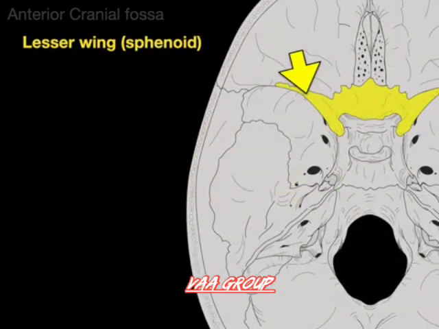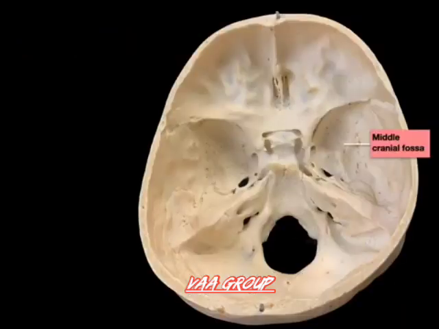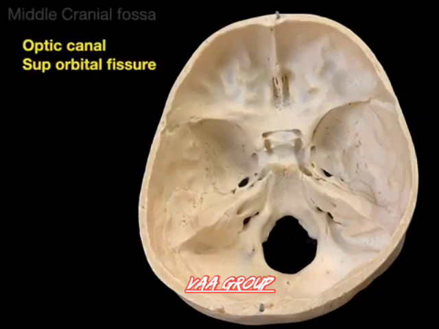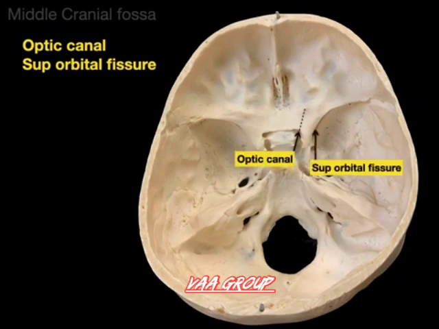All right, there's the lesser wing of the sphenoid bone in yellow, and it's what's separating our anterior and middle cranial fossae. All right, now let's go to the middle cranial fossa. Two of the structures to begin are the optic canal and superior orbital fissure. There's the optic canal going into the orbit that way, and the superior orbital fissure going into the orbit that way.